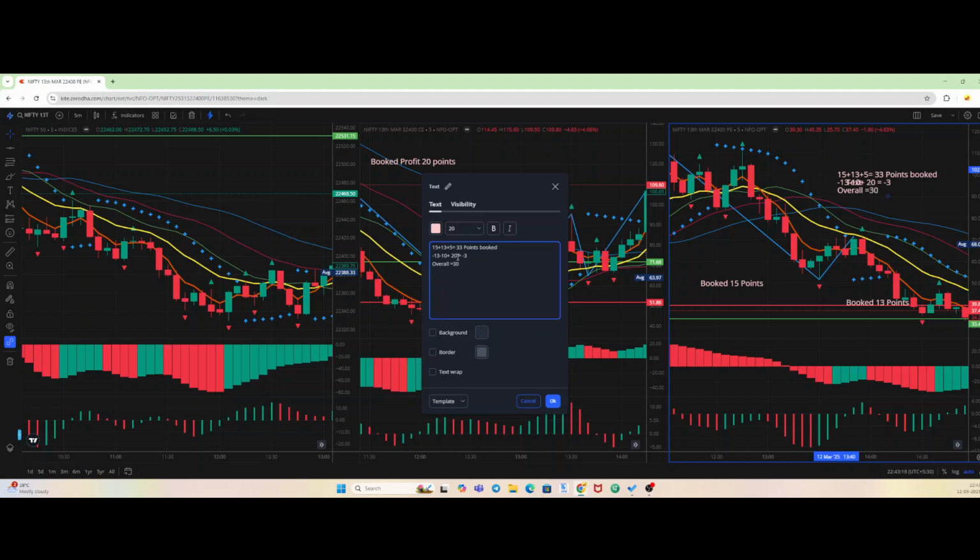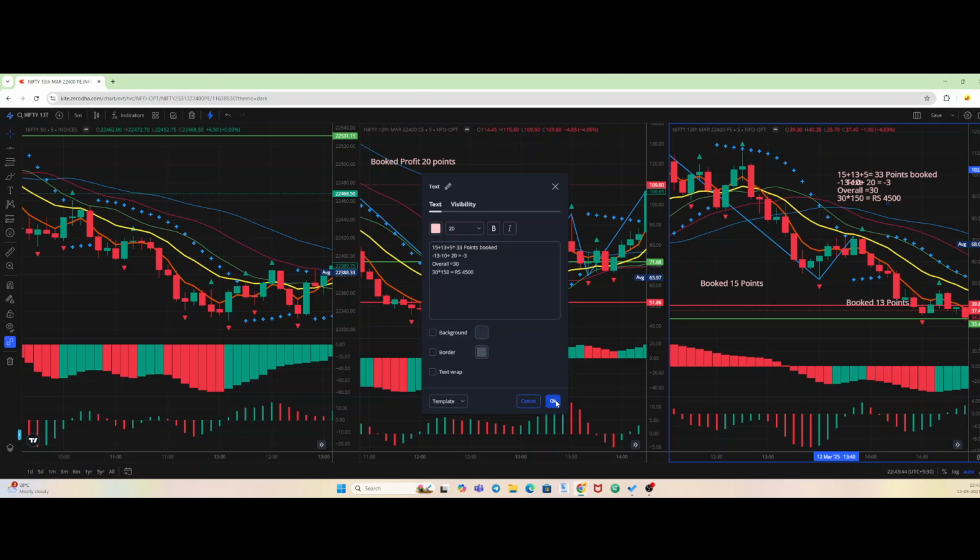So if you would have entered 2 lots, means 150 quantity, 30 into 150 is equal to 4,500 rupees. 4,500 rupees you would have booked.